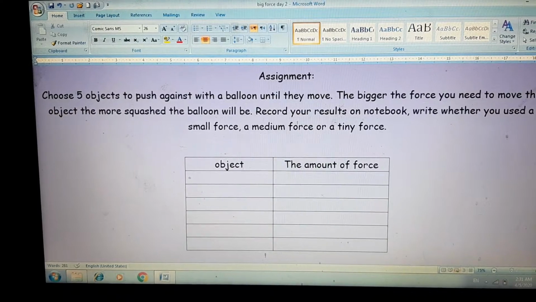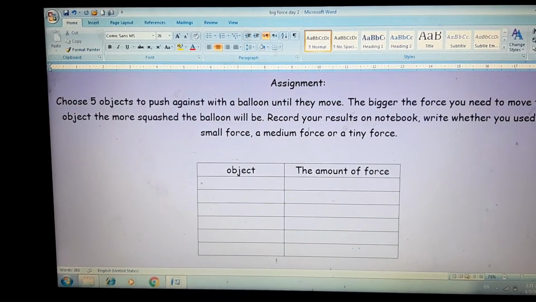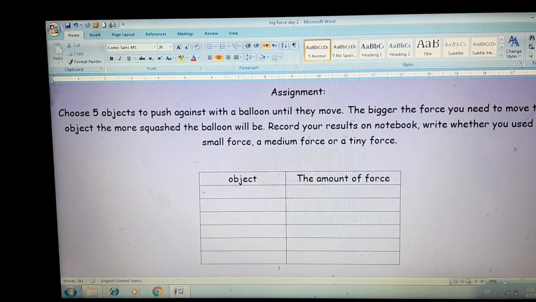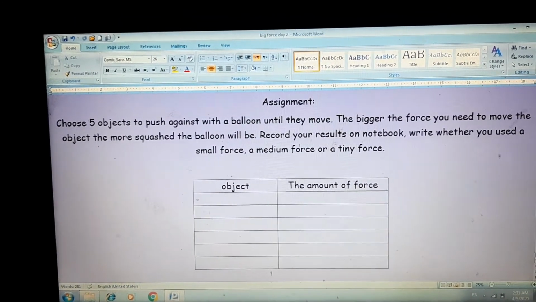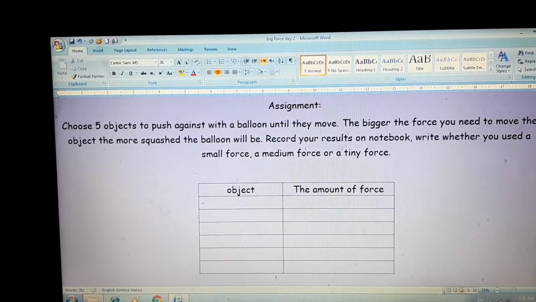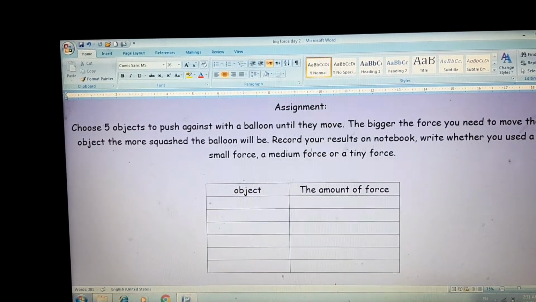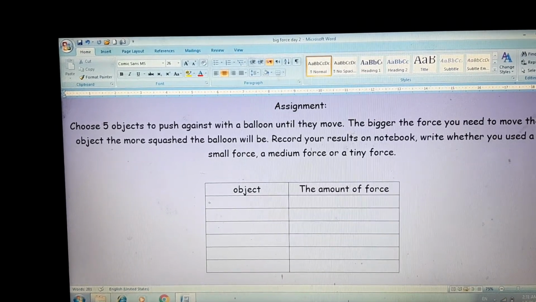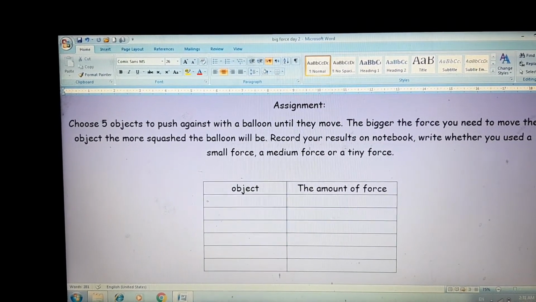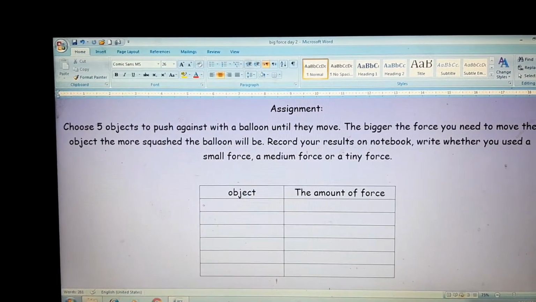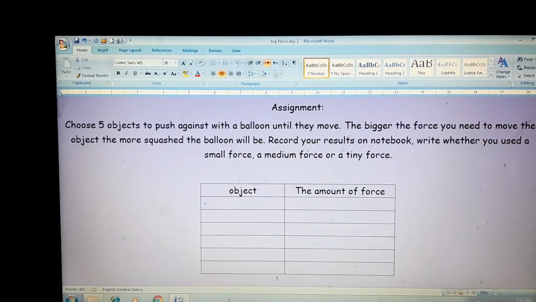With the demonstration, I hope you have understood the concept of big and small push. It's an assignment for you. You can choose any 5 objects to push against with a balloon. You will push them until they move. The bigger the force you need to move the object, the more squashed the balloon will be.